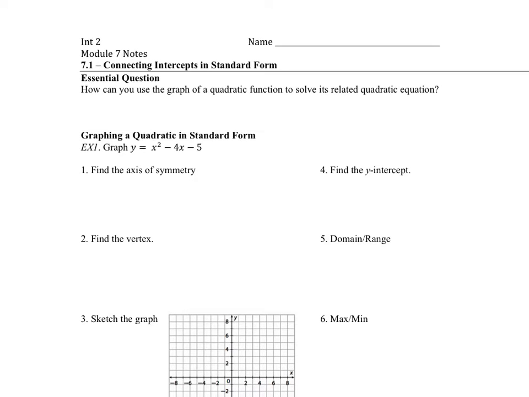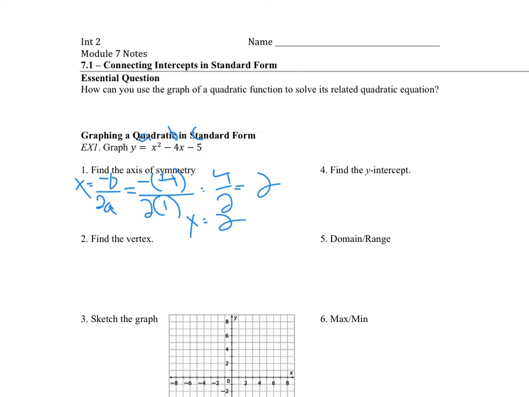We want to find our axis of symmetry, which remember is x equals negative b over 2a. We get our a, b, and c from right there. So our b is a negative 4, and our a is 1. So two negatives make a positive 4 over 2, which is 2. So our axis of symmetry is x equals 2.